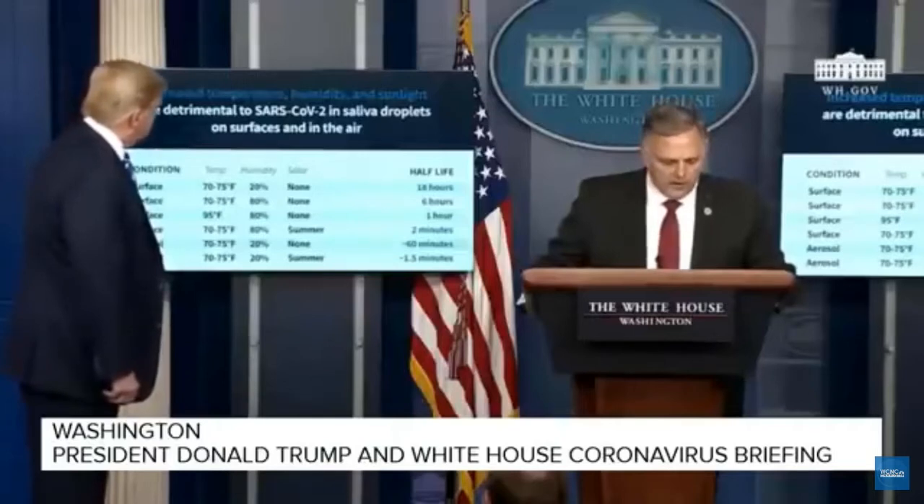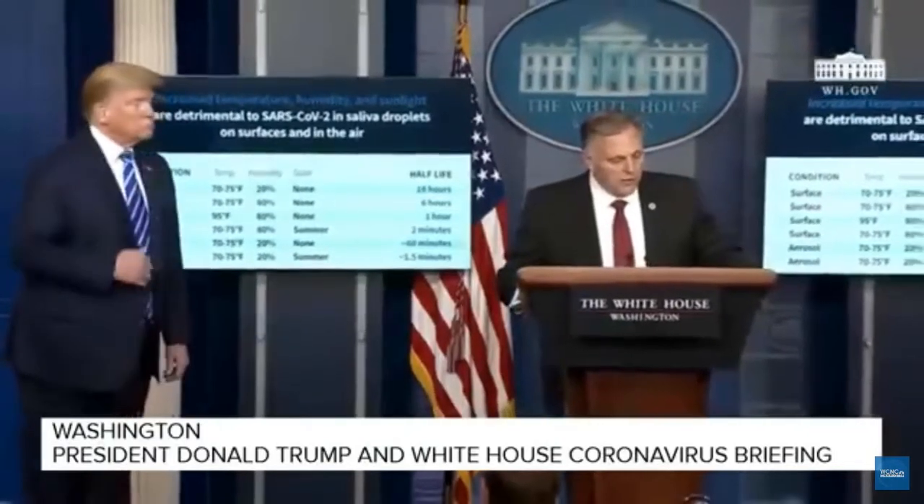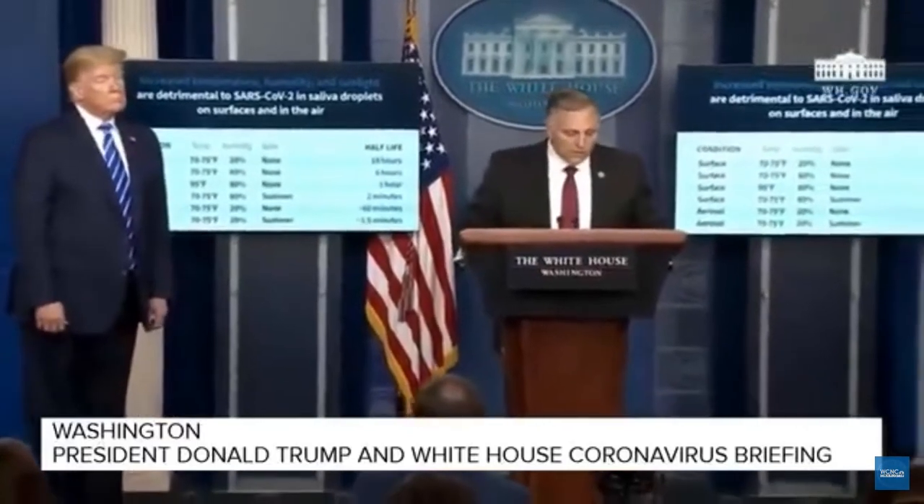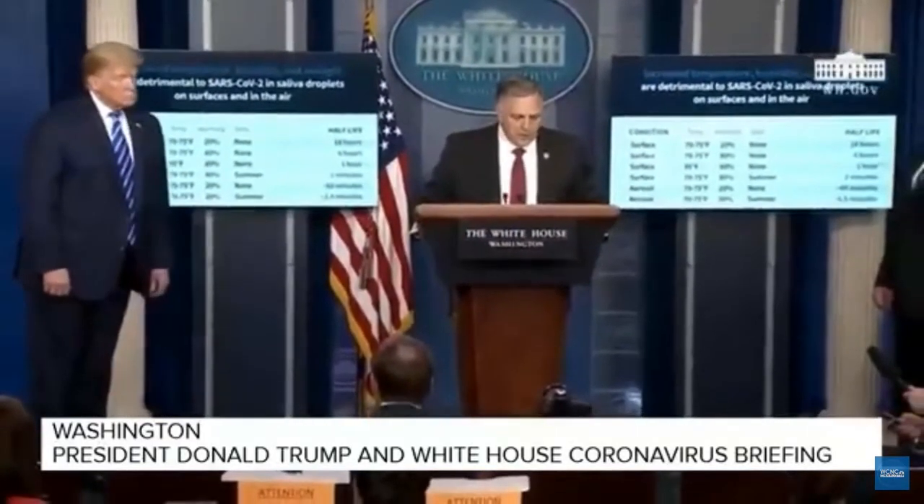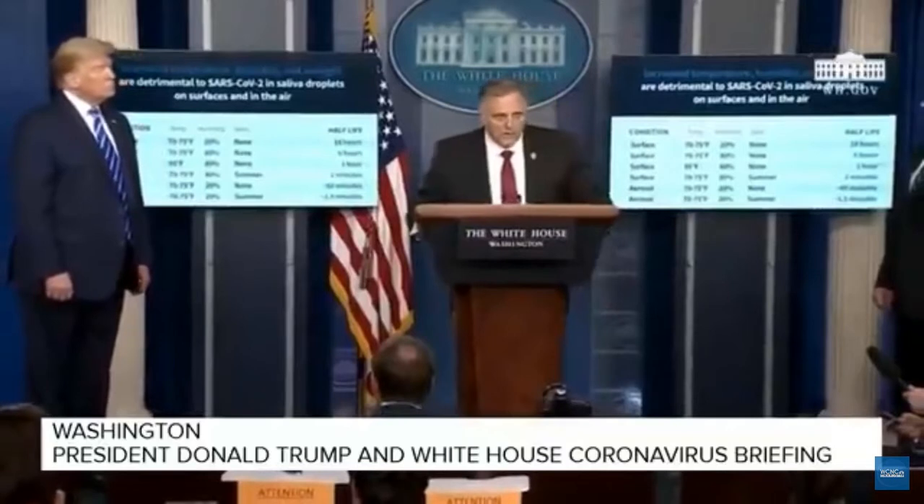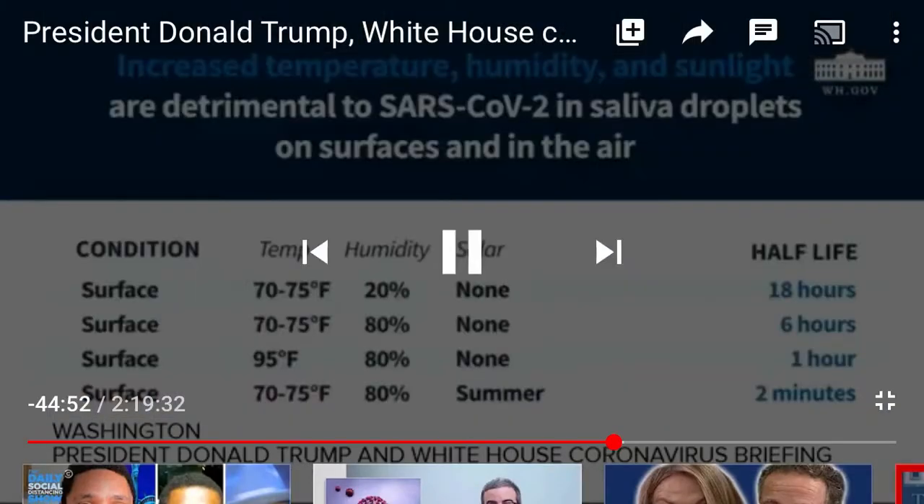We've seen a similar effect with both temperature and humidity as well, where increasing the temperature and humidity, or both, is generally less favorable to the virus. So let me illustrate with this first slide. If you look to the right, you'll see that term half-life with a bunch of timestamps on there.